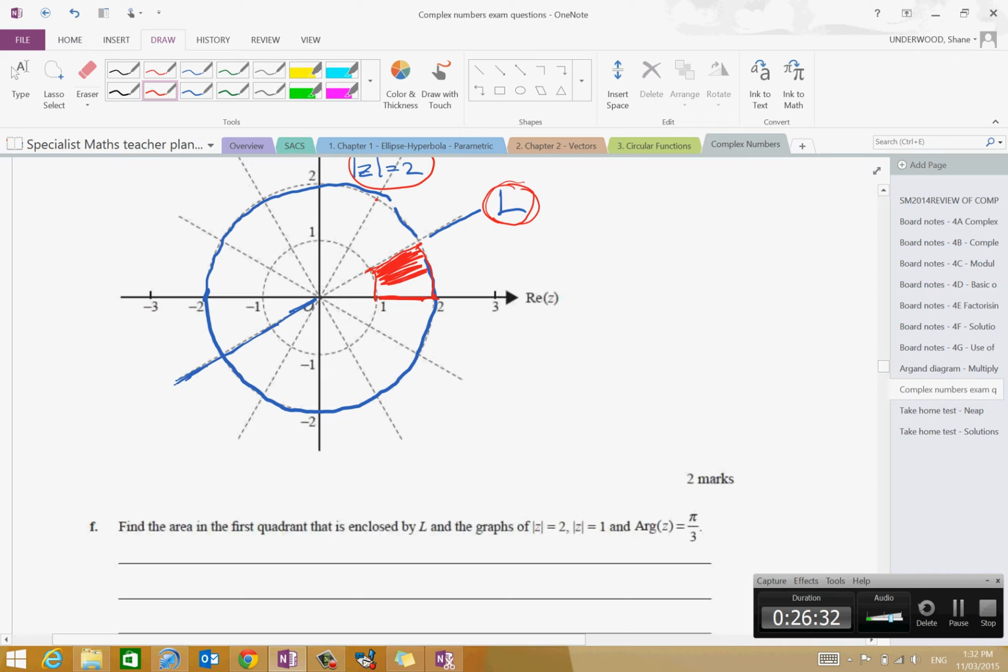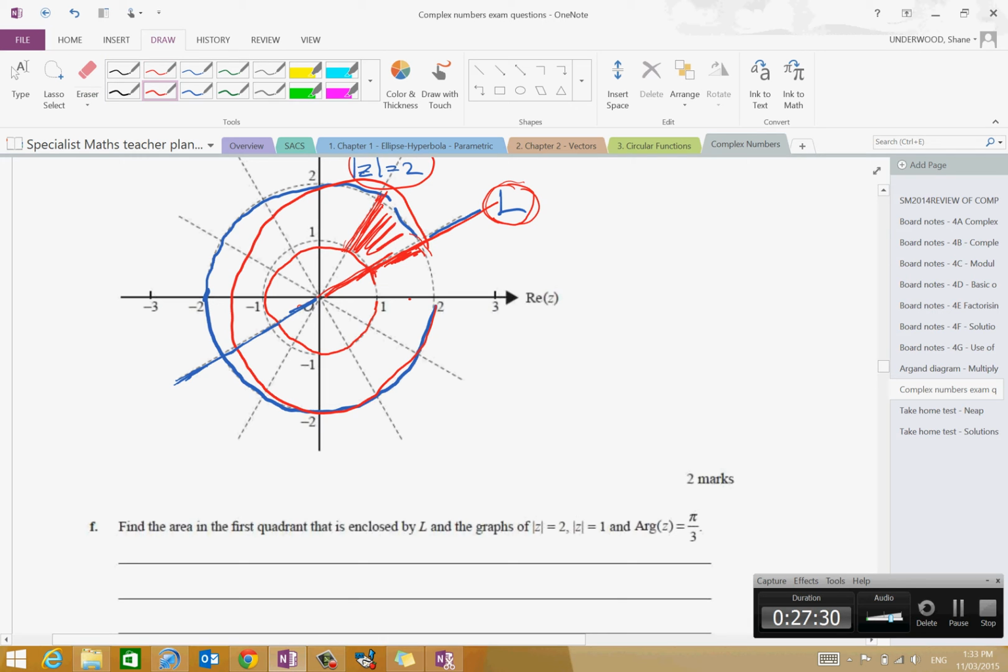Let's think about it. It will be the same answer. Arg of z is pi on 3. Z equals 1. So it's enclosed into that. It's enclosed into that. And it's also enclosed into L. And arg z is equal to pi on 3. So which one is it? The one above? Okay. I marked it wrong in my notes. The area will be the same. Yeah. Get the mark anyway.